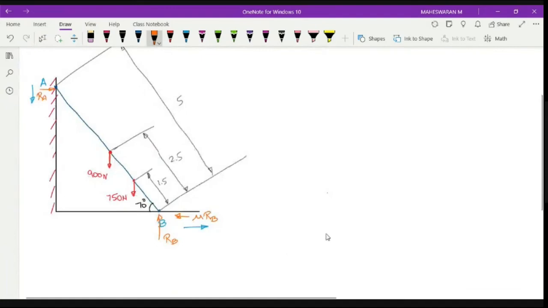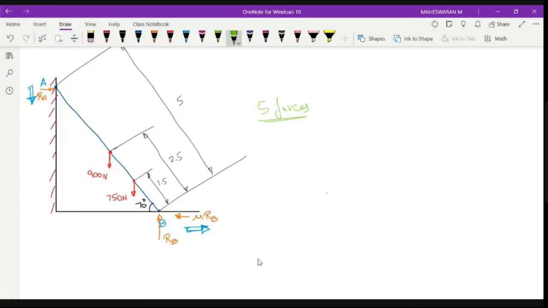How many forces are here? Can you count and tell me? Don't think about other things, these are forces. Yes, so you have 5 forces, right? Totally you have 5 forces.